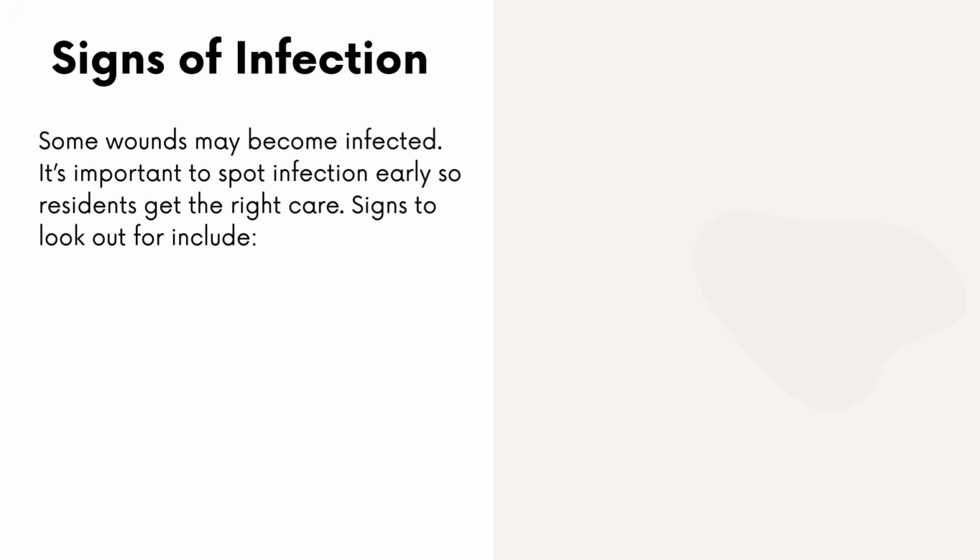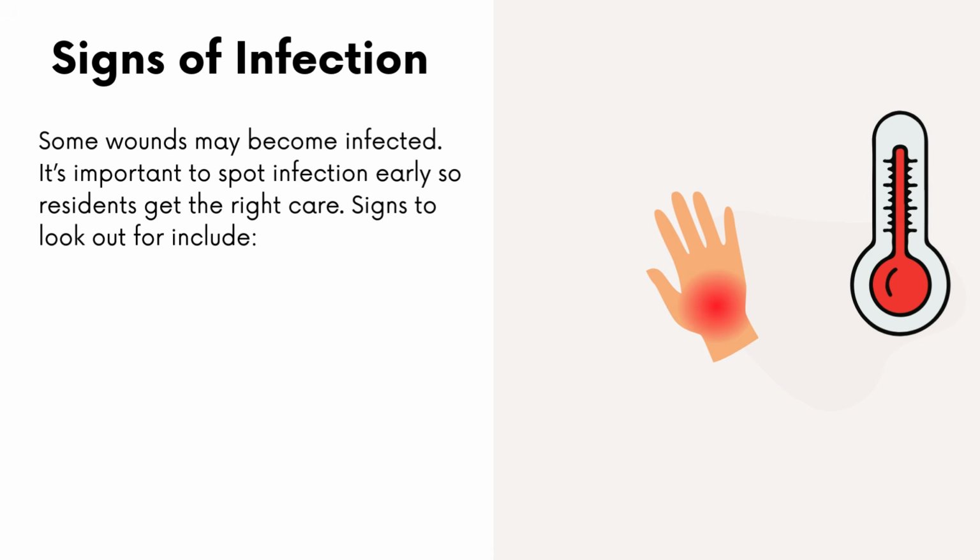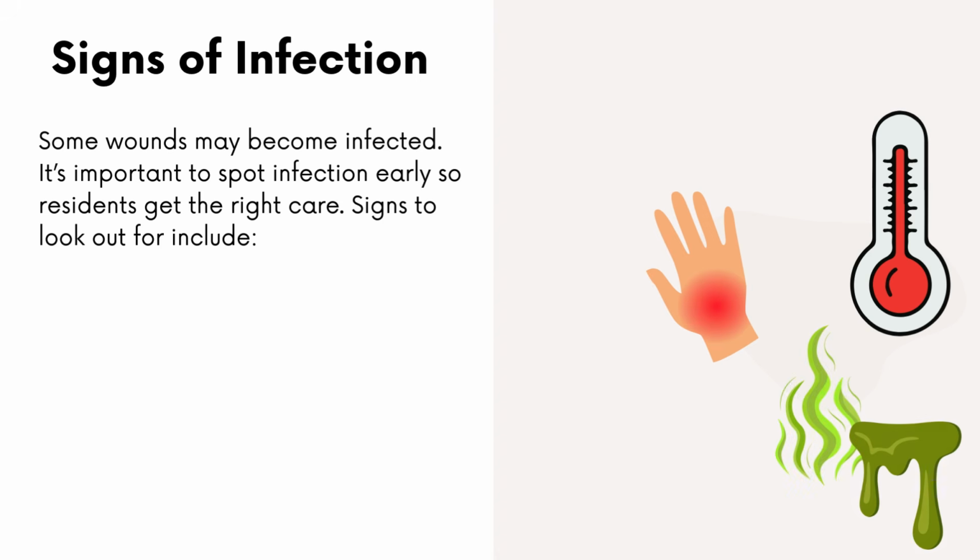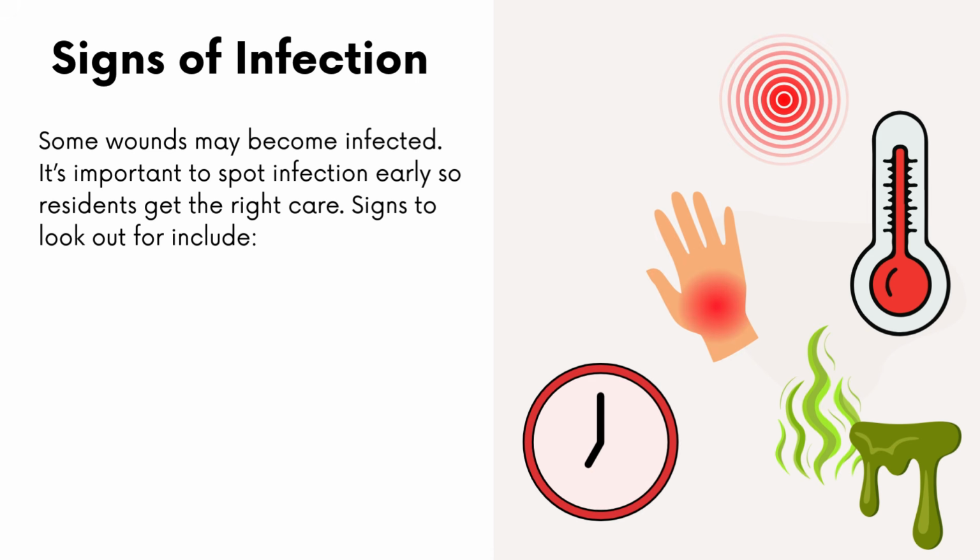Signs of infection. Some wounds may become infected. It's important to spot infection early so that residents get the right care and treatment, and so that we can ensure swift escalation to medical professionals. Some of the main signs to look out for include increased redness or swelling around the wound, warmth or tenderness when you touch the area, foul odor or unusual discharge from the wound, increased pain that doesn't match the usual discomfort, delayed healing or wound edges looking unhealthy. Fever or general unwell feeling in the resident may also indicate infection.